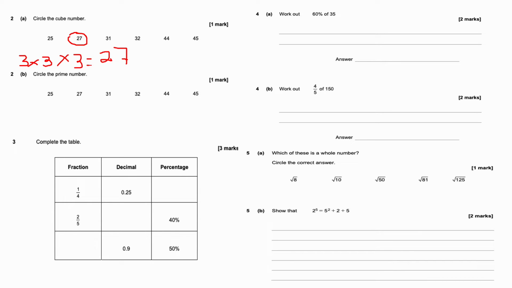So this requires you to have knowledge on your cube numbers and also square numbers. You'd start with 1 times 1 times 1, which gives you the answer of 1. Then you would do 2 times 2 times 2, which gives you 8. And then you'll just carry on here until you reach a number that is in that list. So it's not always immediately obvious, but it requires your knowledge on cube numbers.